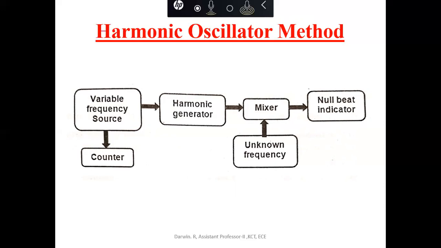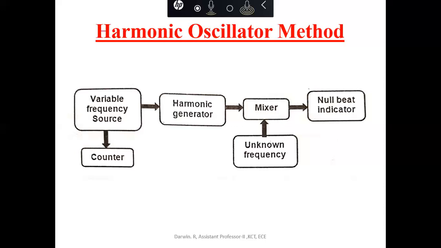Go on varying the variable source against the unknown frequency source and test. The only thing we have to do is vary the input frequency from your known variable frequency source and note the value of the null beat indicator. Once the null beat indicator shows null, the value of the frequency shown on the variable frequency source will be equal to the unknown frequency. Only then will you get the null value in the null beat indicator. That will be the final answer for your unknown frequency.